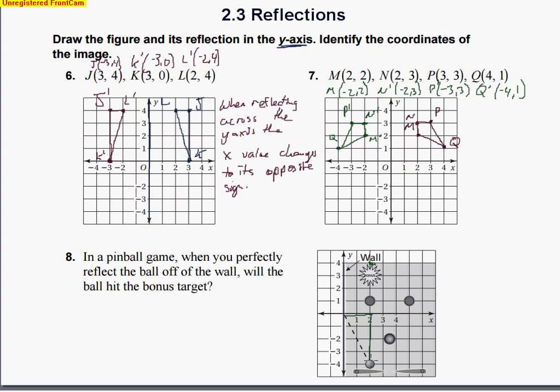It ended up going here. It went up 4, over 2 to the left. And then if I do the reflection, it's going to end up going over 2 to the right and then up 4. And that's where we'll see it. So will it hit? Nope. Looks like it just misses. No, it misses.